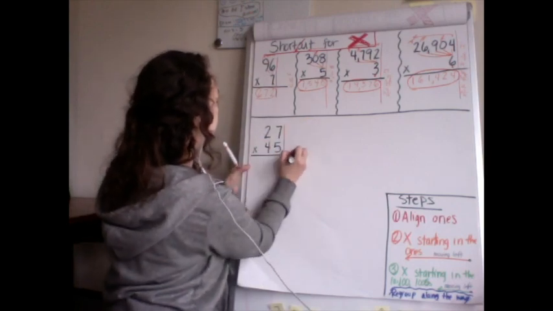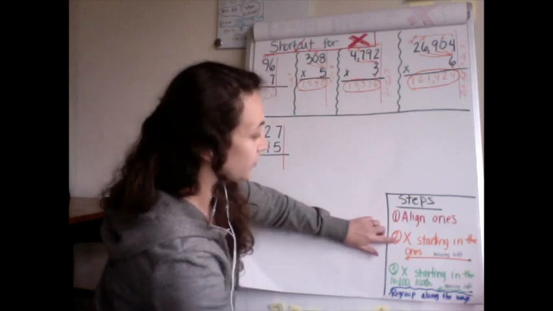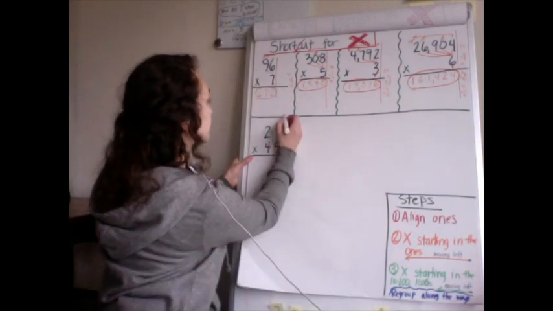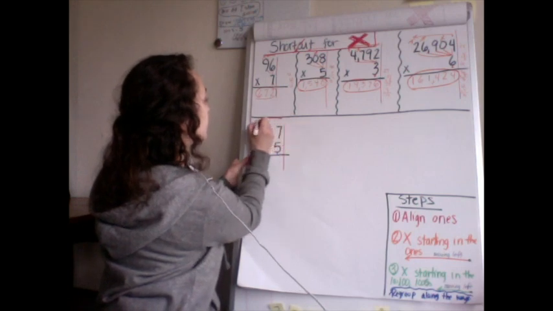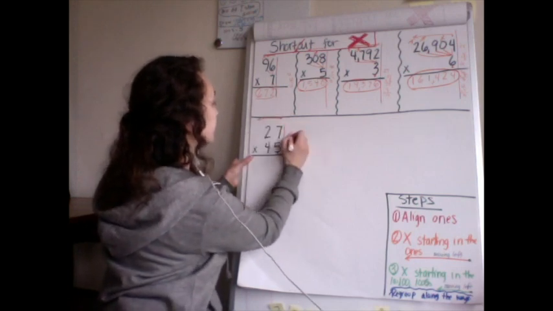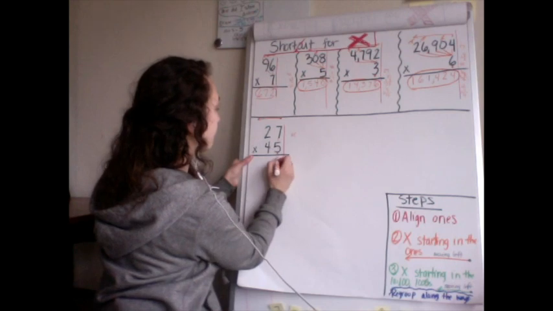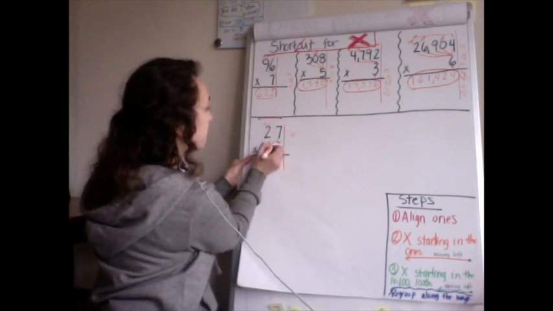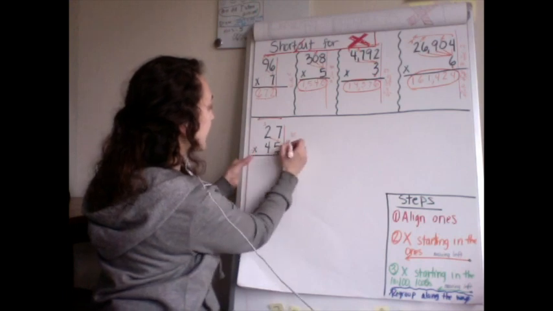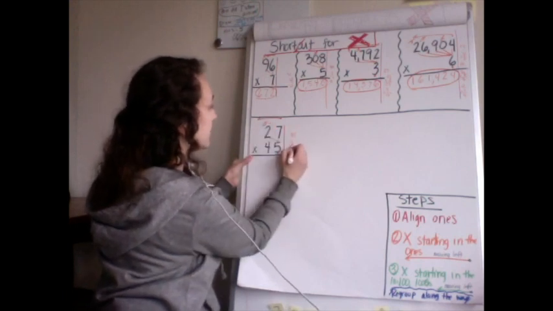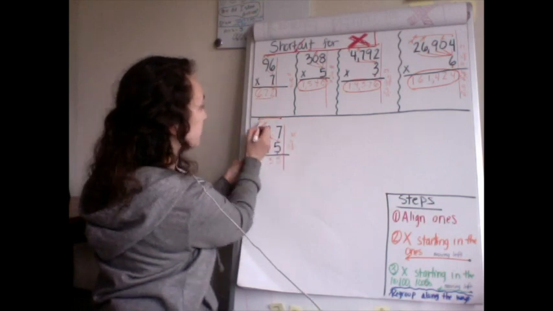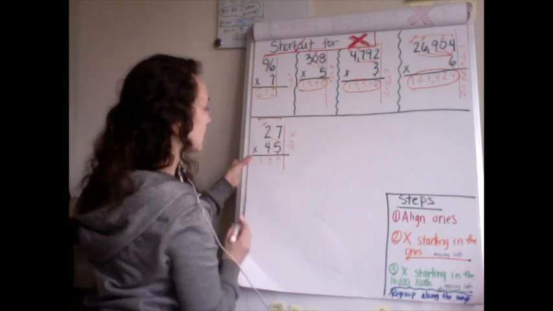Step 1, align the ones. Step 2, multiplying starting in the ones. So we're starting in our ones place, and moving to the left. 7 times 5 is 35. My 5 goes down. My 3 gets regrouped along the way. 5 times 2 is 10. 10 plus 3 is 13. My 3 goes down. My 1 gets regrouped. Nothing is there, so it comes straight down.